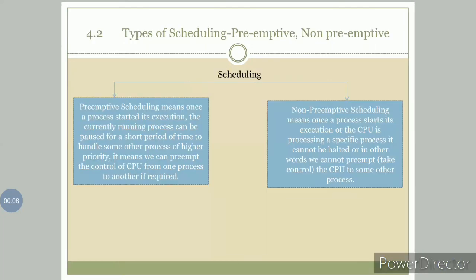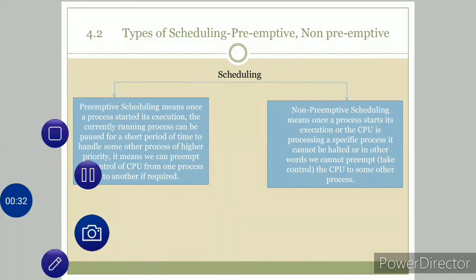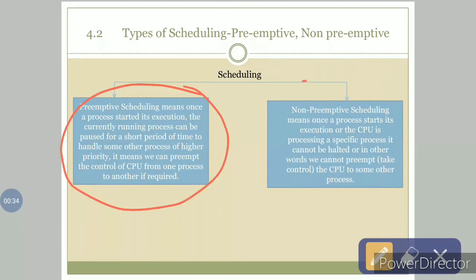Next is preemptive and non-preemptive scheduling. As I have already discussed, whenever a system has more than one process, all the processes in the system have to be managed by the system. That managing of the processes is known as process scheduling, and that scheduling can be done in two ways, that is preemptive and non-preemptive. So let us have a look at how preemptive and non-preemptive work.